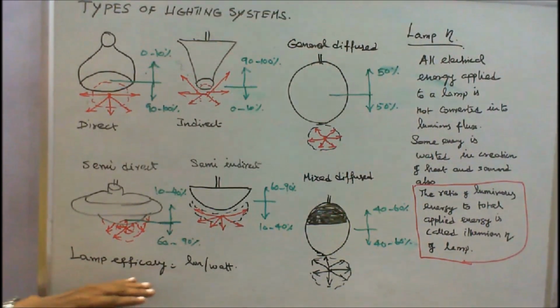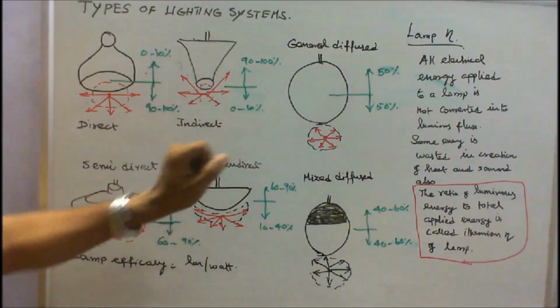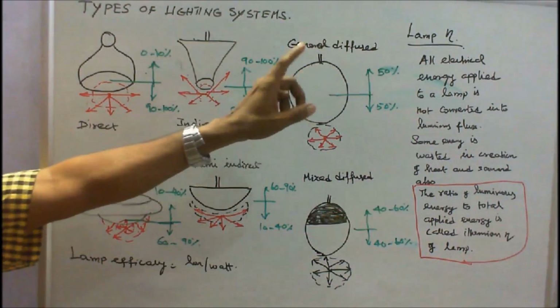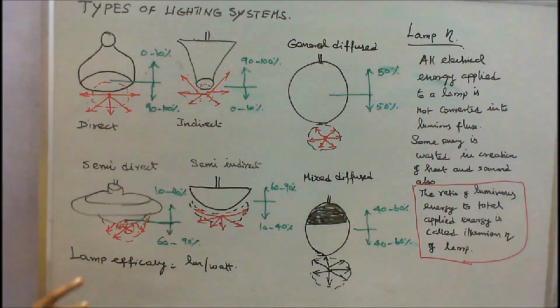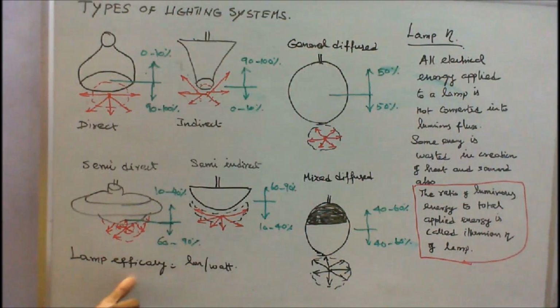One is lamp efficacy and the other is lamp efficiency. In previous problems, I wrongly mentioned lamp efficiency in lumen per watt. That is wrong. That is lamp efficacy. Lamp efficacy is equal to lumen per watt. For example, for a 100 watt bulb, its lamp efficacy is equal to 40 lumen per watt or 50 lumen per watt.